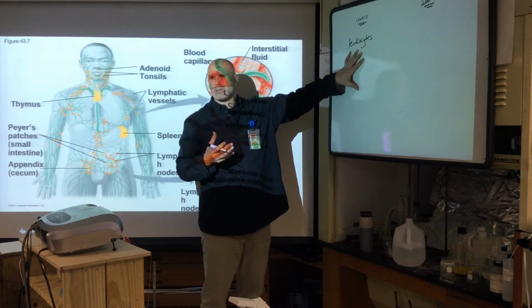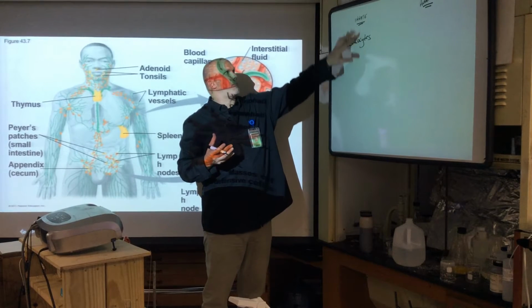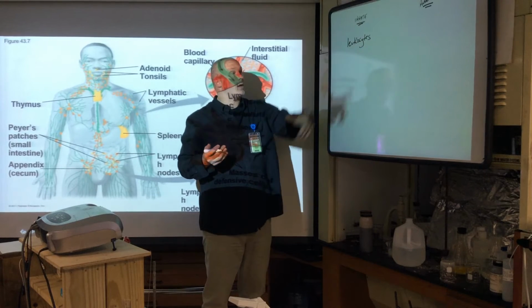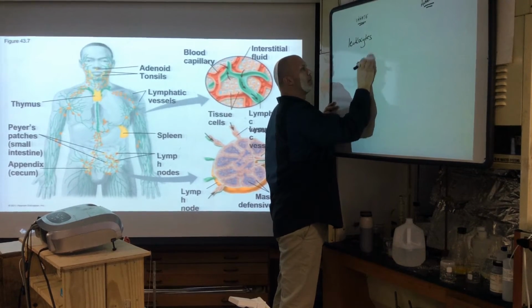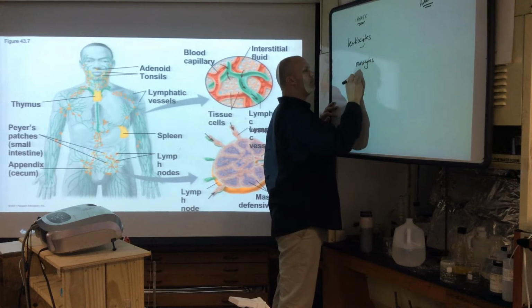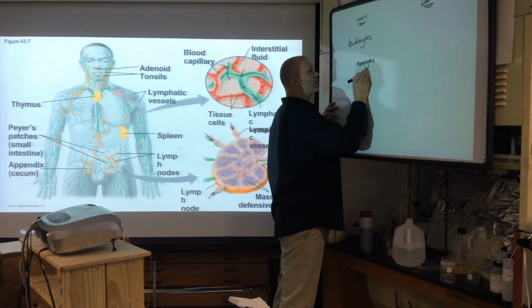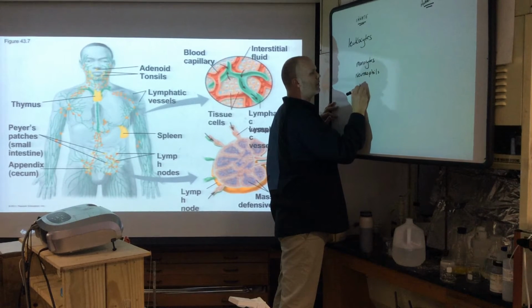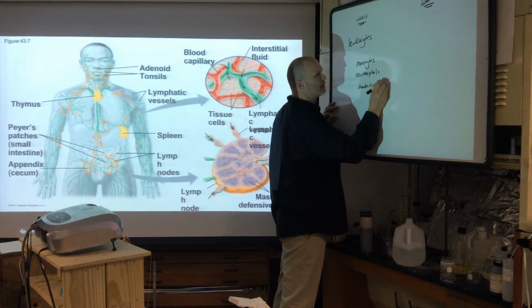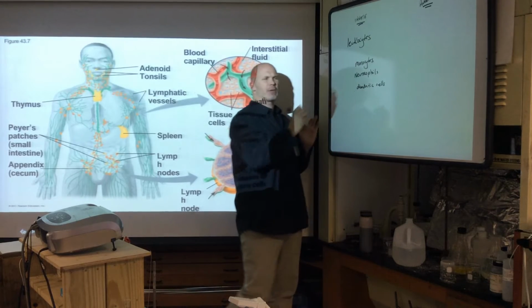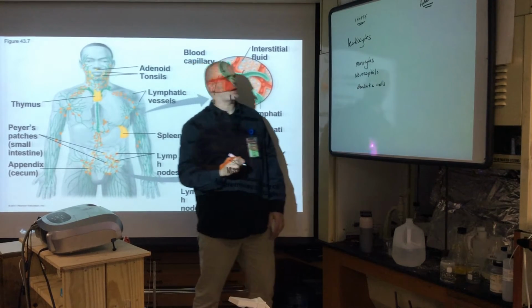Now, these leukocytes are a type of white blood cell that are part of the first defense, okay? And we have monocytes, okay? We have neutrophils. We have dendritic cells. There's eosinophils, there's basophils. There's a bunch of them. And these are the major players.